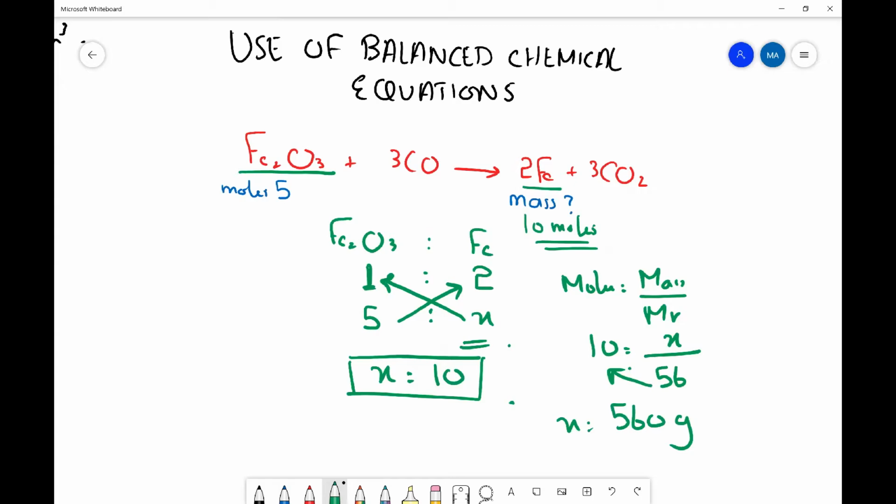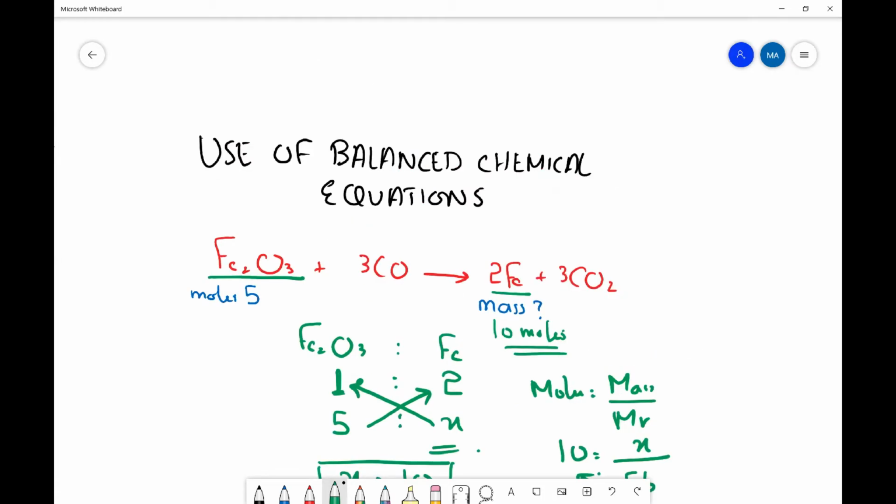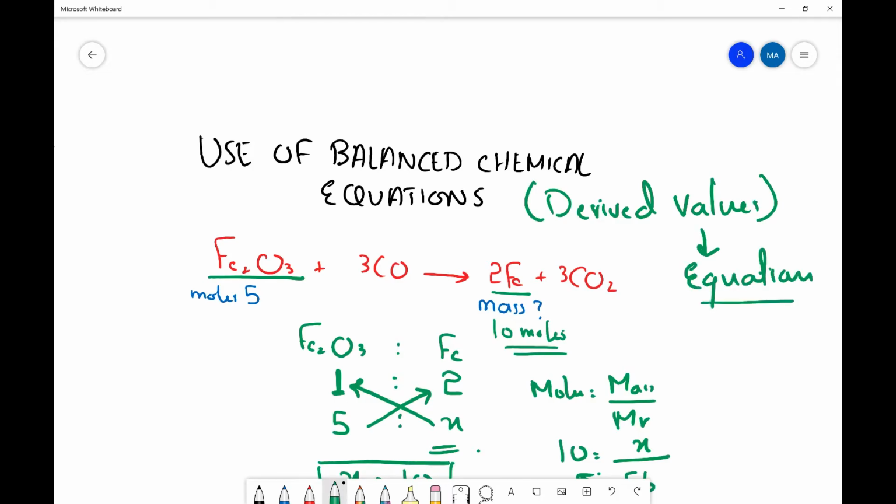You can first figure out an unknown value with the help of an equation, and then you can use that unknown value along with an equation to figure out a derived value. I hope you're getting this. Yes. I'm writing this in the bracket here, derived values. Derived values are all those values that you figure out by using equations, okay? An example of this is the question that we just did.